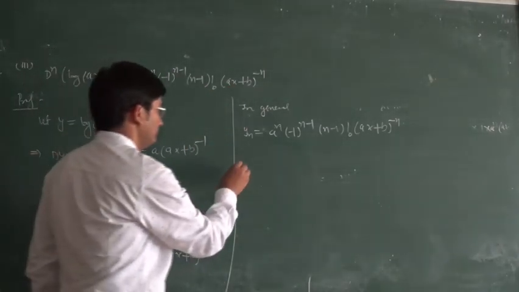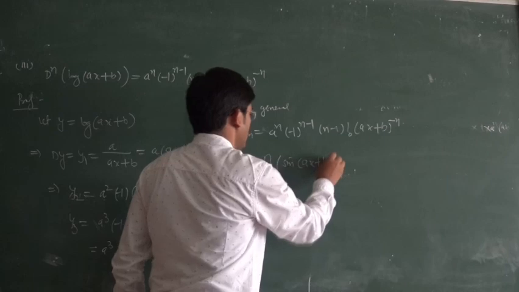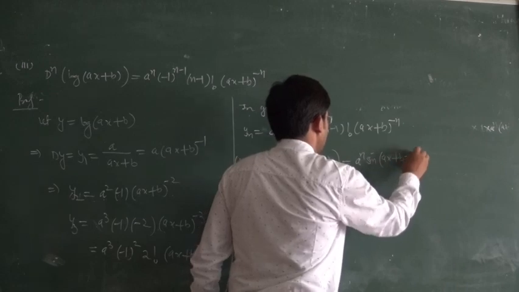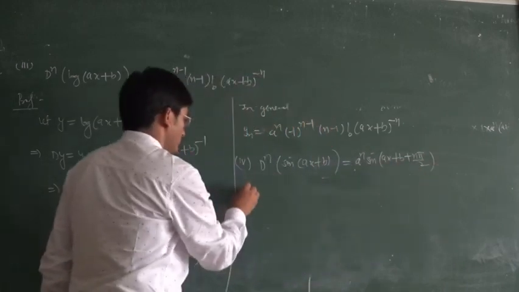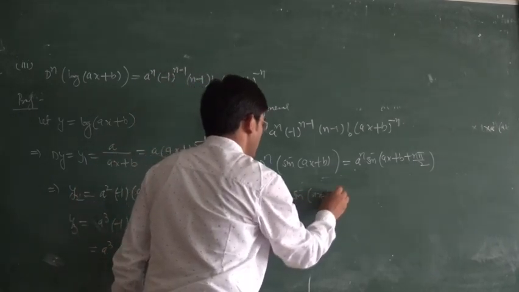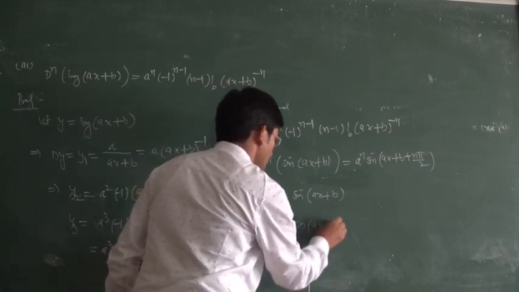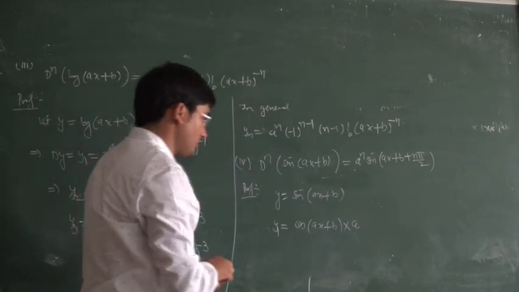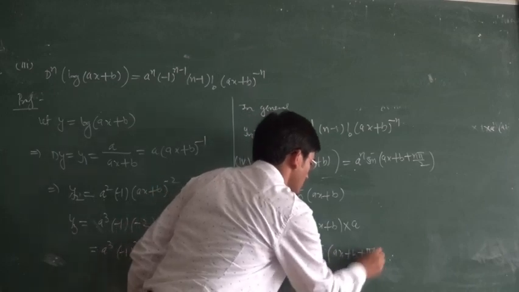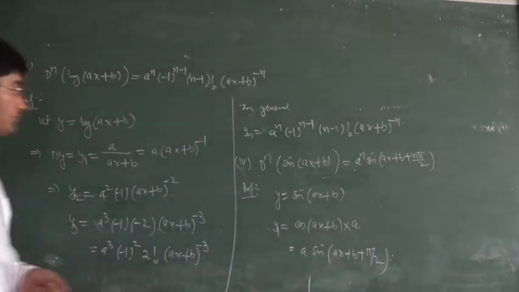And the fourth one, the nth derivative of sin(ax+b), and this is equal to a^n into sin(ax+b+n pi by 2). So proof, we can assume sin(ax+b) as y. So your first order derivative will be the differentiation of sin is cos, and the differentiation of ax will be a, and cos theta can be written as sin(90+theta). So after one time differentiation, we are getting a times sin(ax+b+pi by 2).